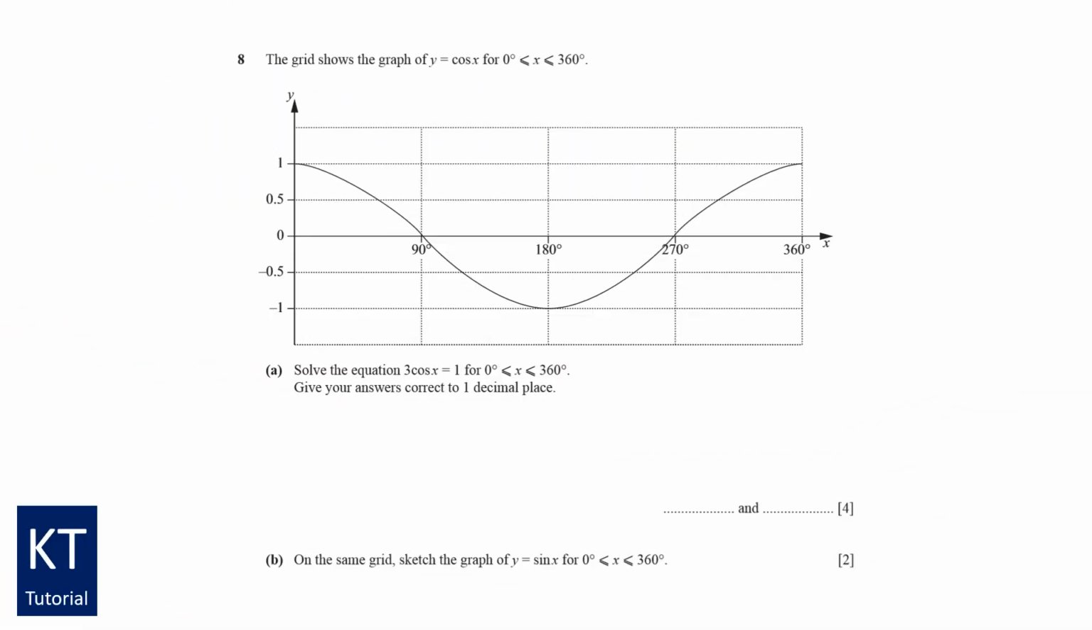Question 8. The grid shows the graph of y equals cos x for the given range. Solve the equation 3 cos x equals 1 for the given range. Give your answers correct to one decimal place. By performing the maths, x can be identified as being equal to 70.5 and 289.5.